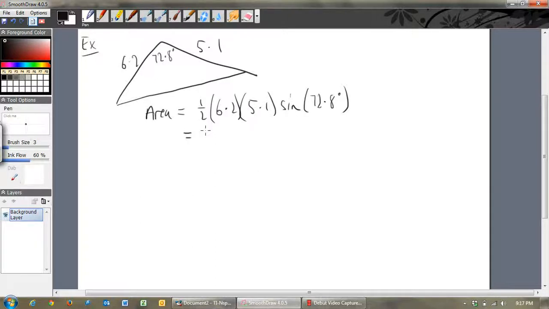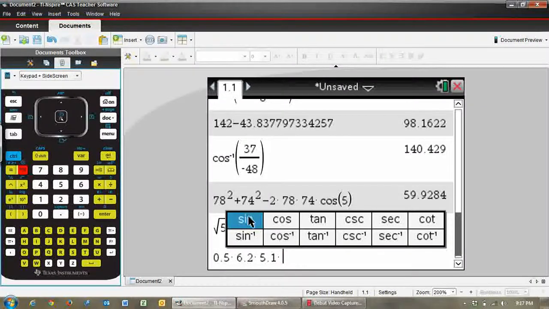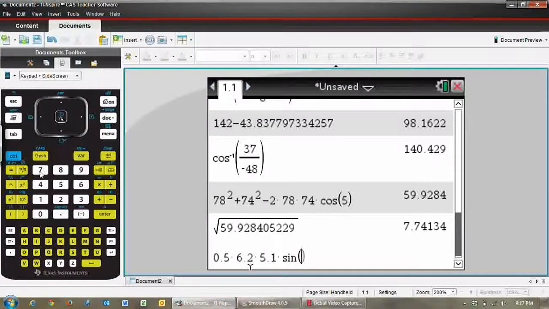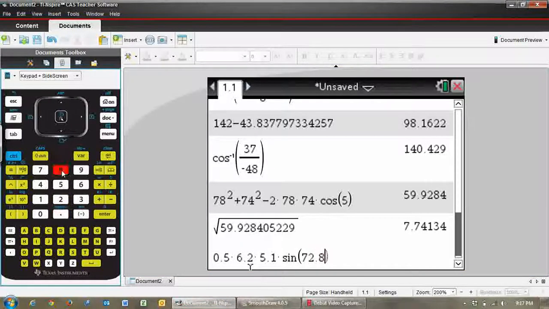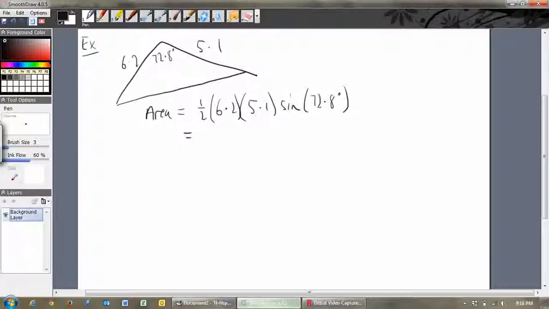Okay. Equals, again, bang it into your calculator. Do I even need to do it? Okay, 6.2, 5.1. So 0.5 times 6.2 times 5.1 times sine, can't remember what it was, 72.8. We're in degrees, so we're okay. Control, enter, 15.1. So our area of this is 15.1.